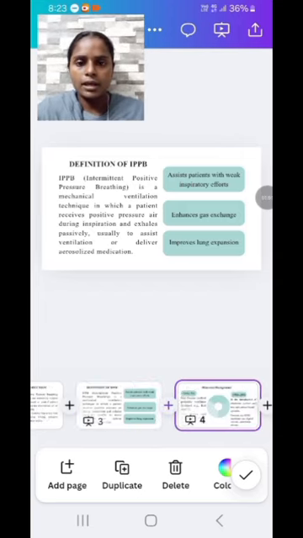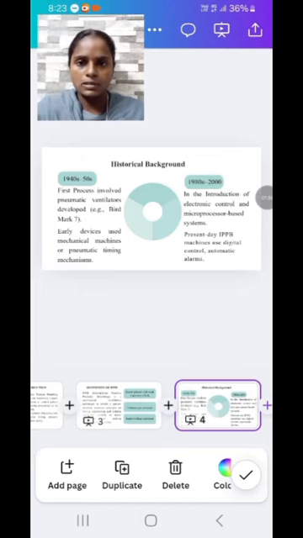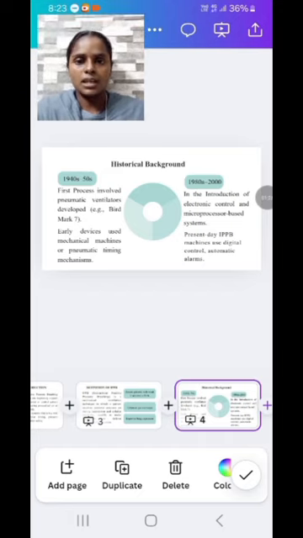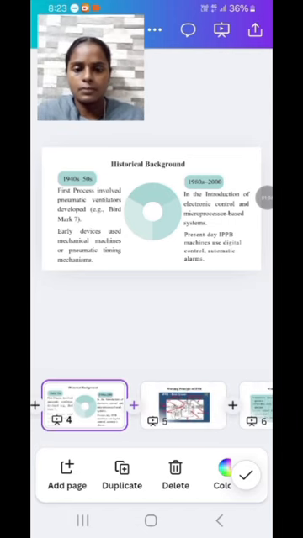Next, historical background. In the 1940s to 50s, the first ventilators were developed, for example the Bird Mark 7. Early devices used mechanical machines or a timing mechanism. In the 1980s and 90s came the introduction of electronic control and microprocessor based systems. In present days, intermittent positive pressure breathing machines are digitally controlled with automatic alarms.